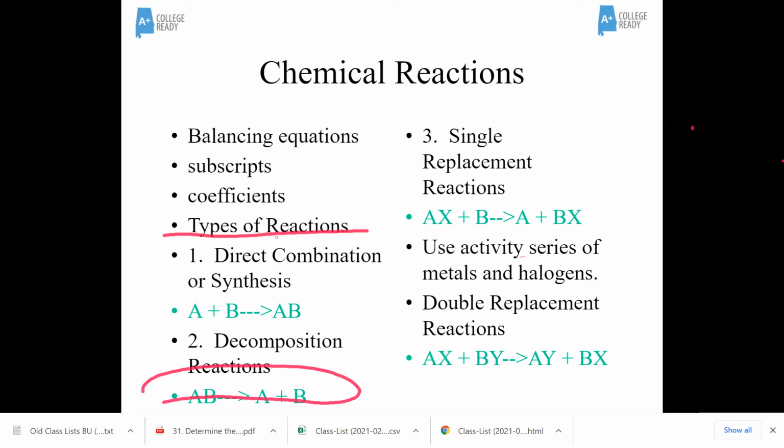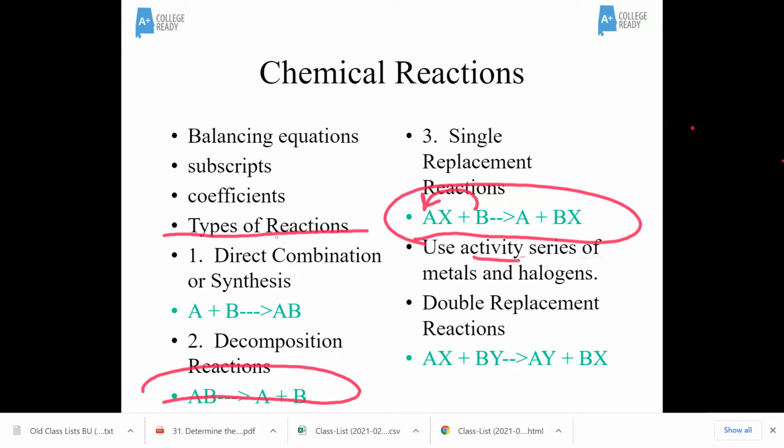We have single replacement, where you have a compound and an element, and the element replaces part of the compound. This is what we did in the empirical formula lab. We had the element magnesium and the compound HCl, and the magnesium took the place of the H, and they just swapped places. We made hydrogen gas, that's what all those little bubbles were, and then the magnesium chloride was the solid at the bottom.